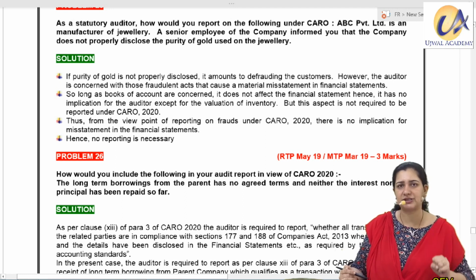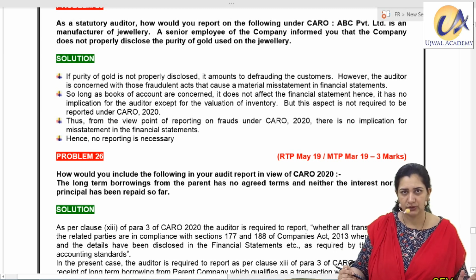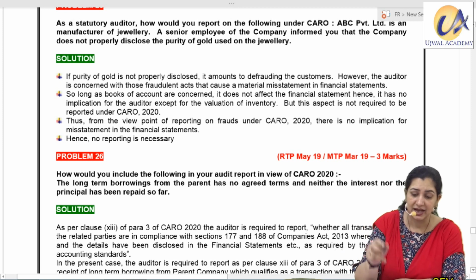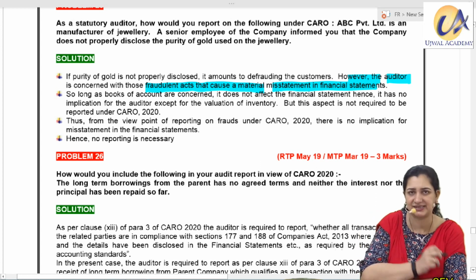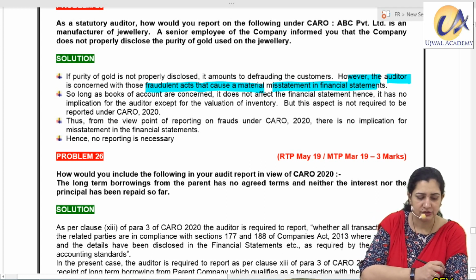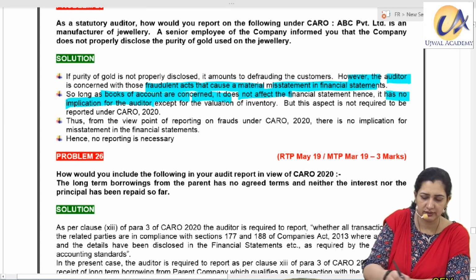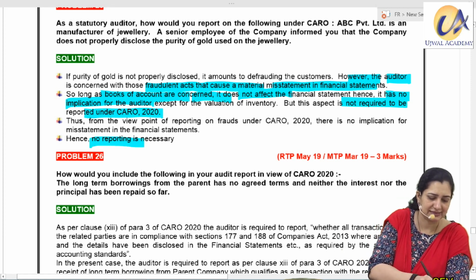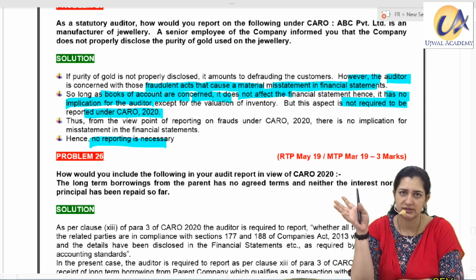It's a little different question because normally 80% of the students here think we need to report. So, if the purity of the gold is not properly disclosed, it can amount to defrauding customers. However, the auditor is concerned with those fraudulent acts which cause misstatements in the FS. Got my point? So long as the books are not being affected by this, it has no implication on the audit, so it is not required to be reported under CARO. Therefore, no reporting is necessary, but I'm repeating, we have made the assumption that it does not affect the books of accounts.